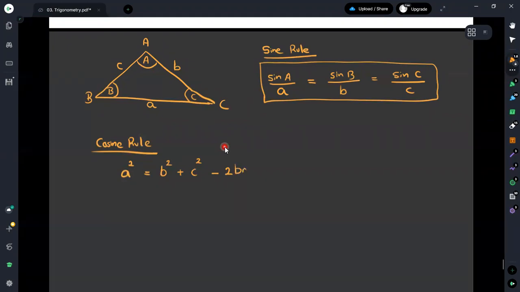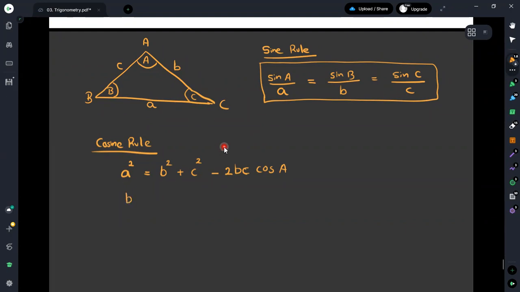It is B and C, then multiply it with the cosine value of the angle which is associated with this length A. The angle A is the angle opposite to the length A, therefore we are using that angle here. If you know the angle A and the values for B and C, we can easily use the cosine rule to obtain the length BC, or the length A. We can apply it for the other two sides as well.